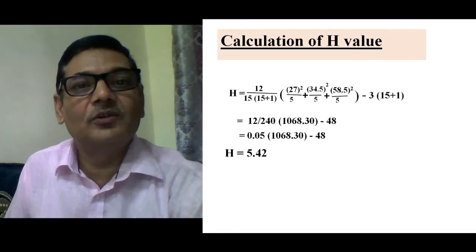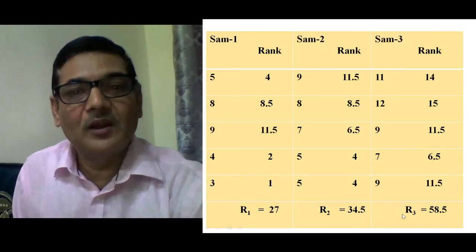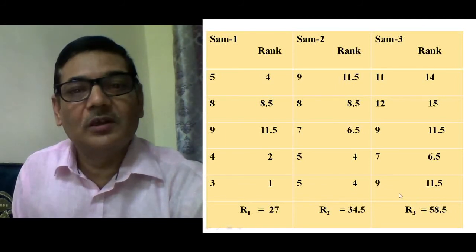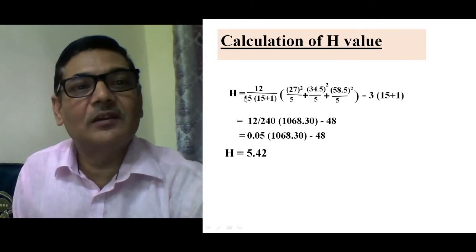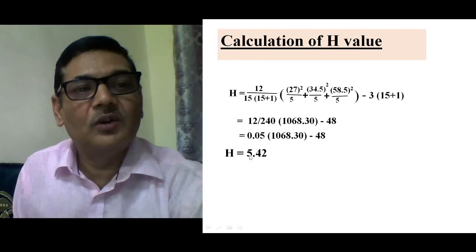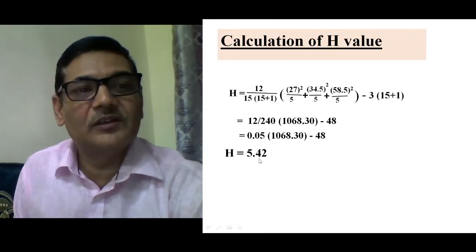Here you can see in this case the R1 value is 27, R2 is 34.5, R3 is 58.5. So these three values are there, so 58.5 its square divided by 5 and minus 3 into 15 plus 1, because here it is n plus 1. So when you solve this entire case, you will find the H value 5.42. It's quite simple to do because 12 divided by 240 and then this will be multiplied with the figure obtained in this bracket, that comes 1068.3, and minus 3 into 16, that is 48. So this final H value has come 5.42.